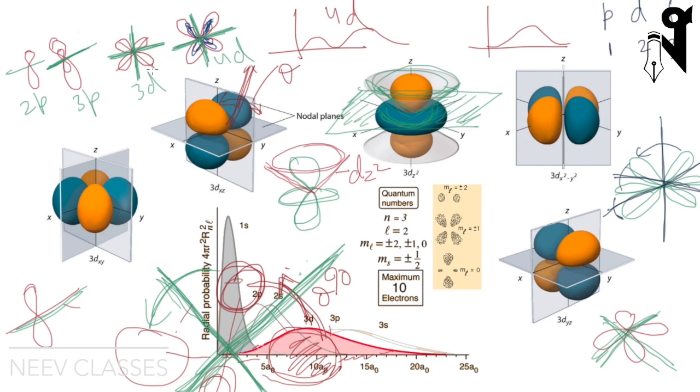So what I'm trying to say is it doesn't matter whether it is a p of 2 or 3, or a d of 3 or 4. The number of nodal planes is the same. Whatever is the nodal plane for 2p is the nodal plane of 3p. Whatever is the nodal plane of 3d is the nodal plane of 4d. So it depends only on the subshell type. So it depends only on l. So let us just write down the l value. What is the l value?